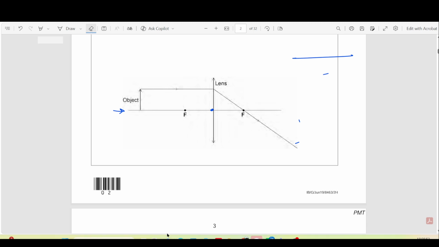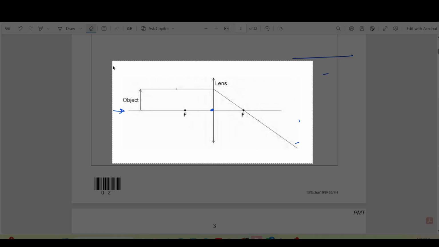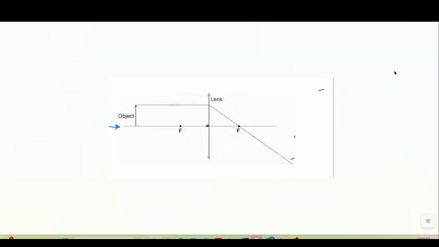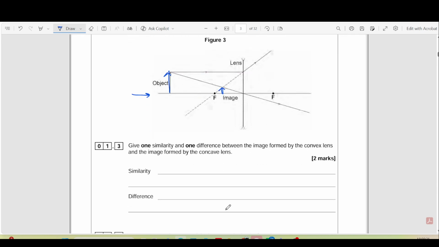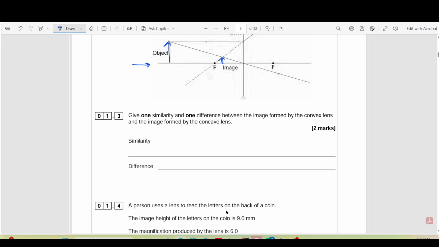I can use a straight line. So a straight line passing through this. As you can see, if we pass through this, at this point they are meeting, right? So this image is smaller than the object, and in the second figure, this is the image which is smaller than the object. So the similarity is both images are smaller than the original object.